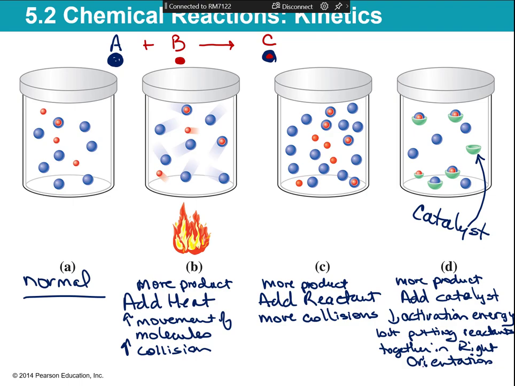So the reaction A plus B makes C, it'll happen on its own. But we can add heat, make those molecules move faster, they run into each other more often, and that would speed up the rate. We could add just more reactants, and make that rate speed up as well. But the third one actually is a little more specific because it's adding something that brings those reactants together. That way, it's putting them together exactly. They're not just banging against each other like the heat and the concentration is. Instead, this is actually putting them together in the right orientation, and that lowers the activation energy.